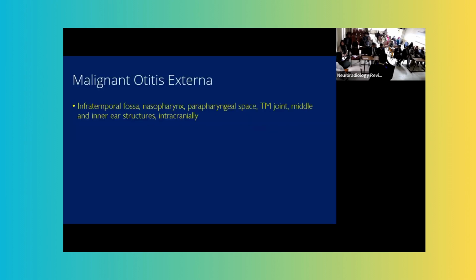So as I told you, malignant otitis externa can go anywhere in the skull base. It can involve the infratemporal fossa, nasopharynx, parapharyngeal space, TM joint, middle ear, and ear structures, and can go into the brain as well. And it can lead to cranial nerve palsies, and it causes bone erosions, as we saw in this case. And it can also lead to venous sinus thrombosis. This was also there in this particular case.